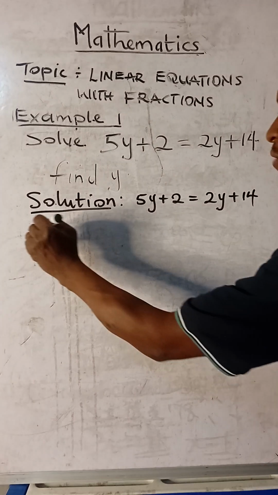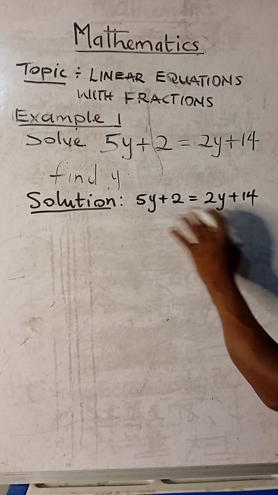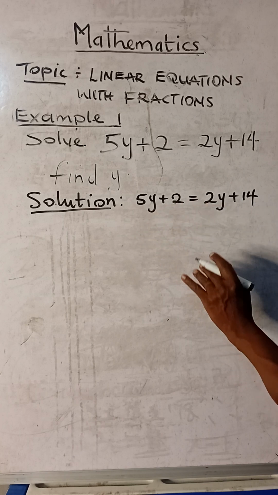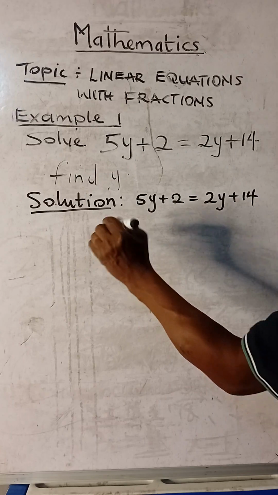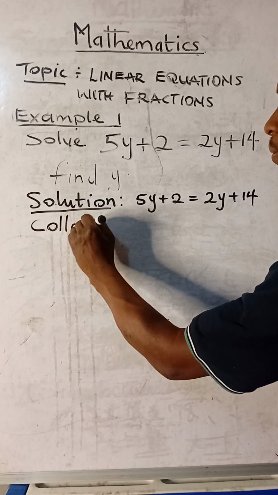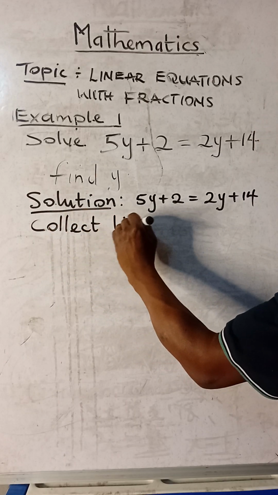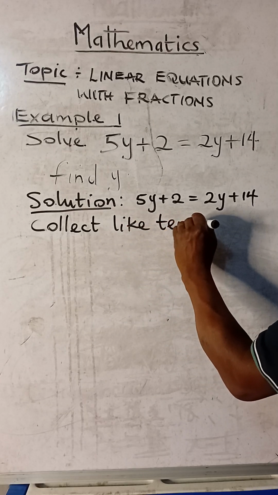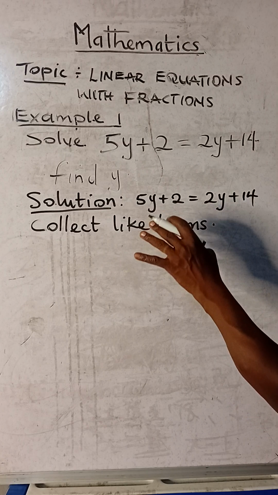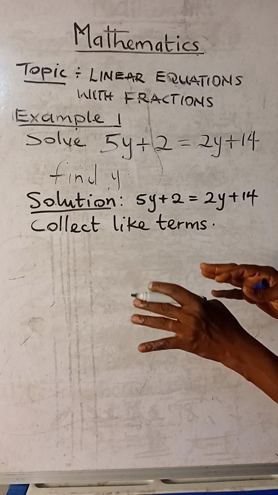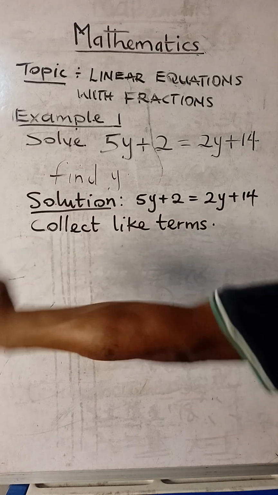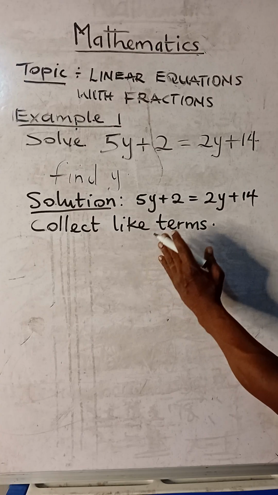Like terms. So the first step to this kind of equation that has a variable of one kind but in different parts, is to first of all simplify, bring them together. So to do that, we do what you call collection of like terms. So collect like terms. So what are we doing here? We are bringing the values that have the same alphabet together and the numbers together. So let's take y. Since we are looking for y, let's take y to the left hand side and take the numbers to the right hand side.